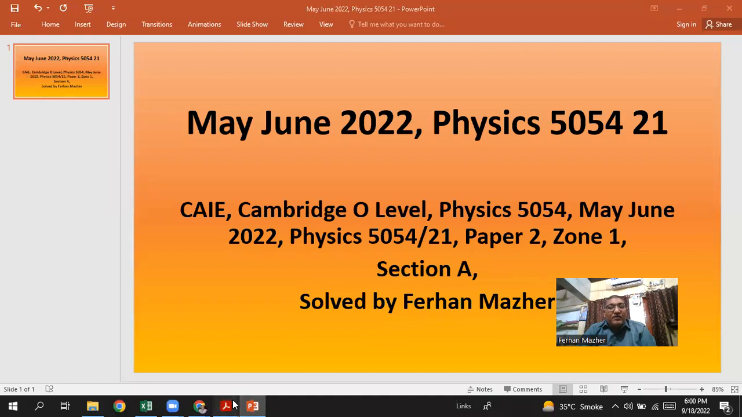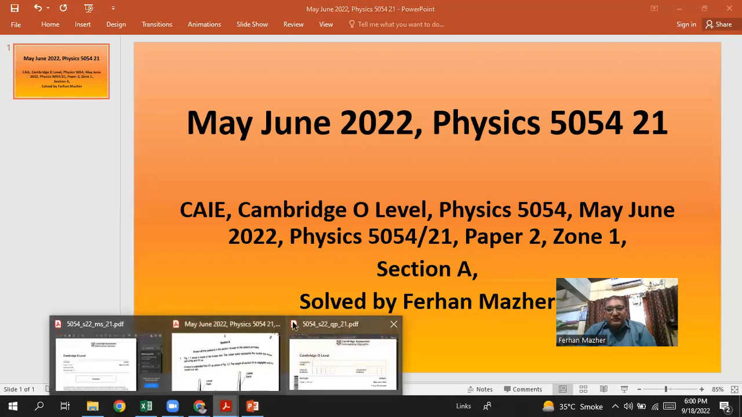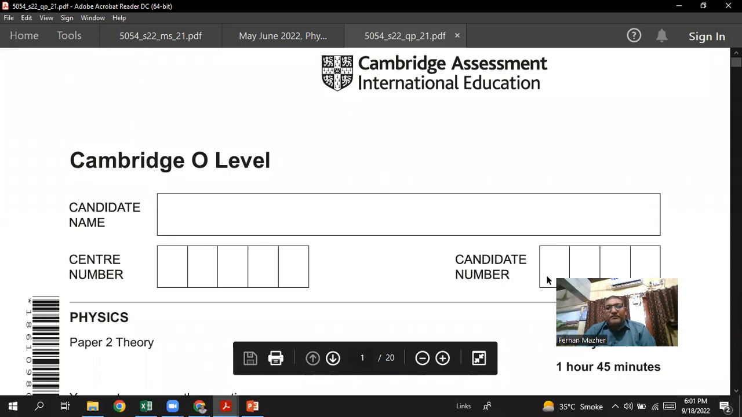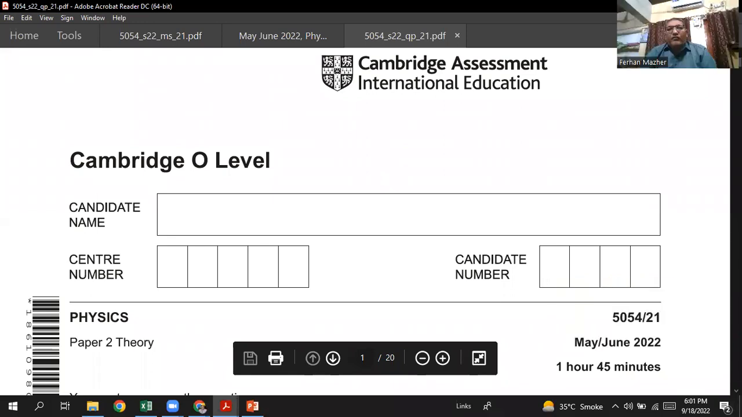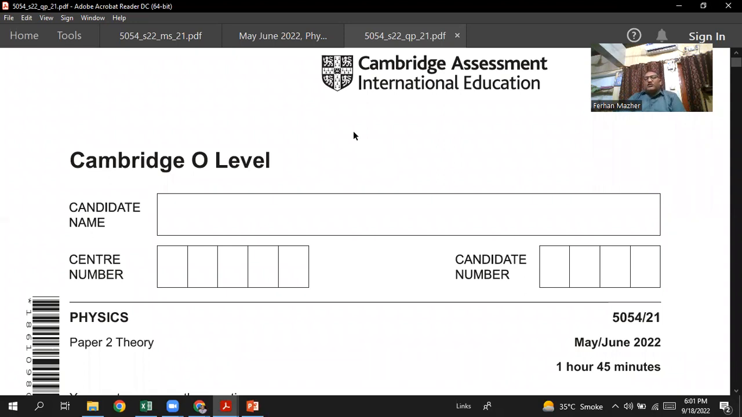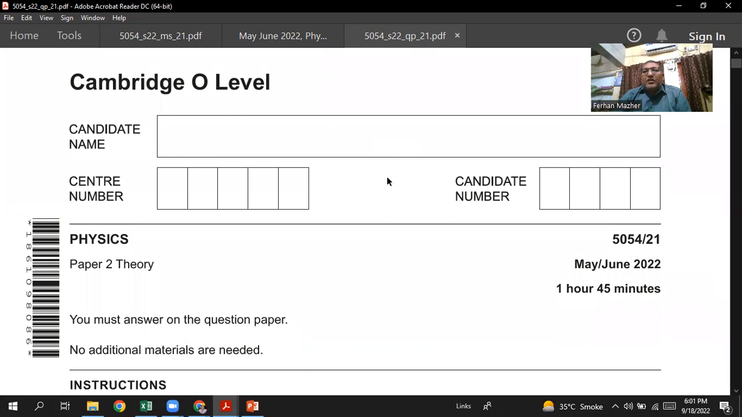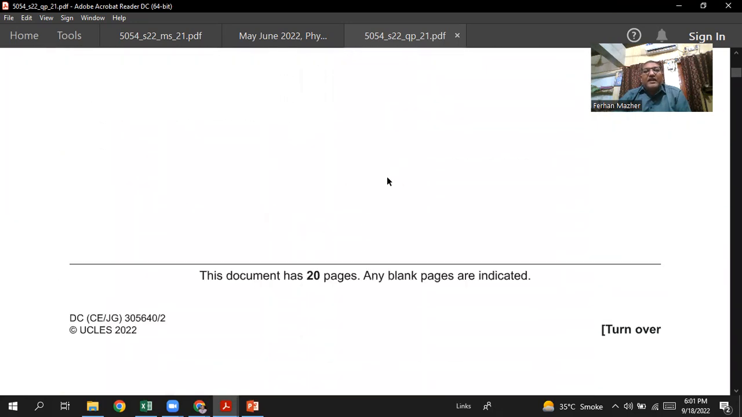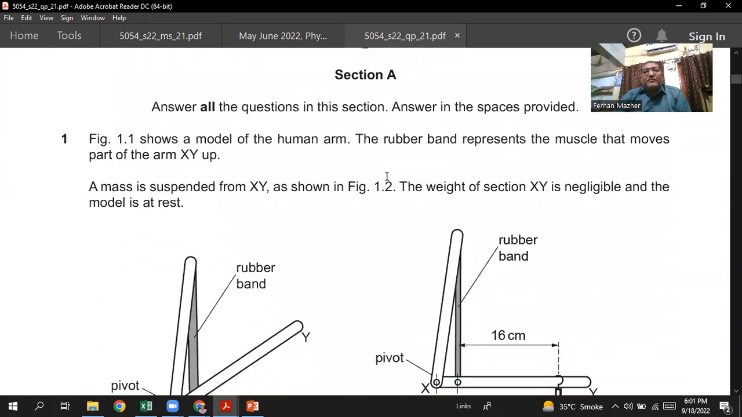Okay, so here we go. We are talking about the May-June 2022 2-1 paper. Time allowed is 1 hour 45 minutes, and we are going to attempt section A. It says answer all the questions in this section, answer in the space provided.